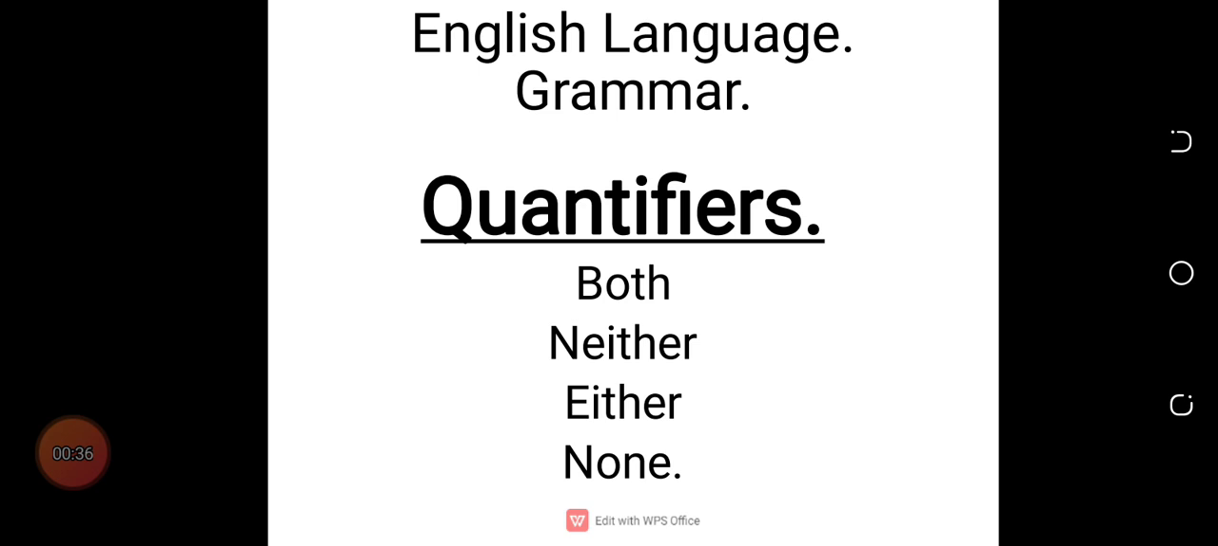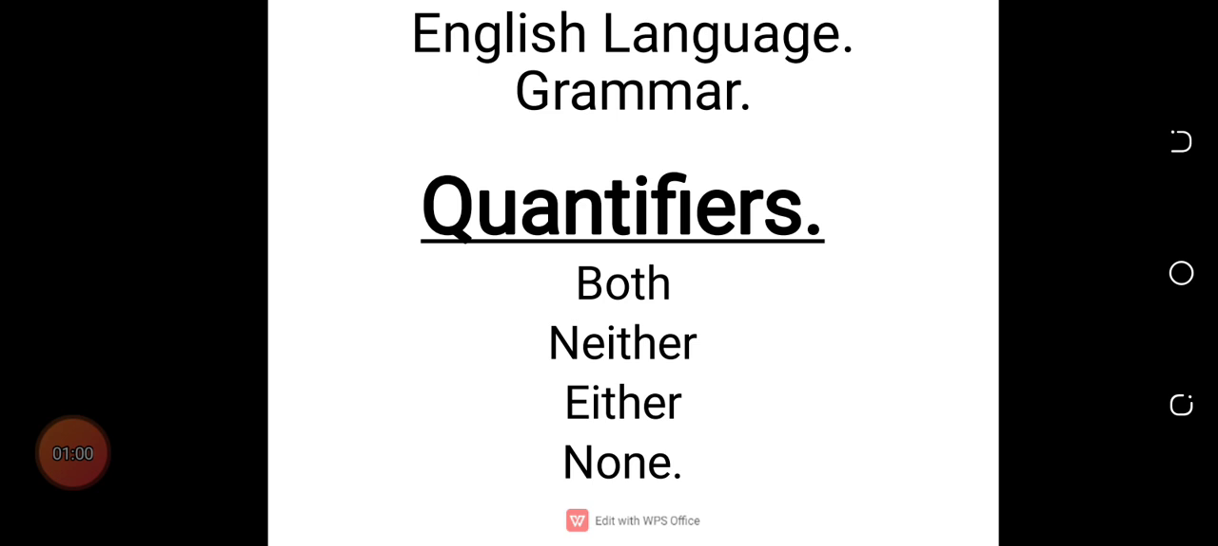Both, both, neither, neither, either, either, none, none. We'll take the quantifiers again. Both, both, neither, neither, either, either, none.